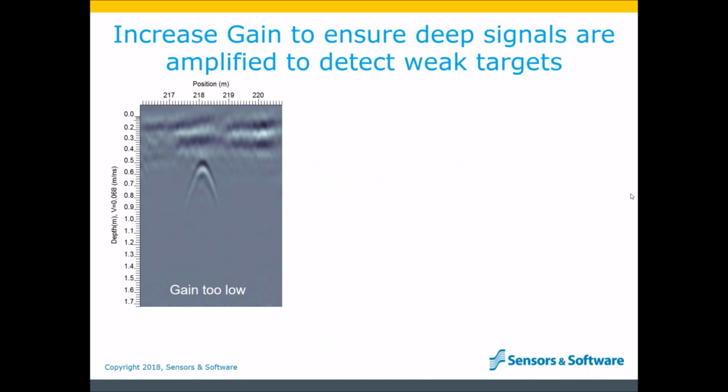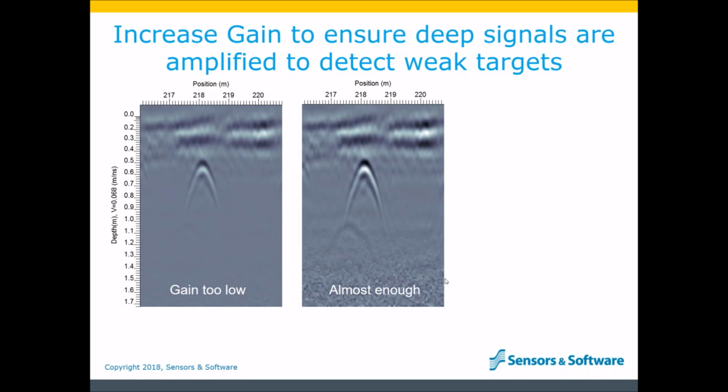Now that we've covered some tips for field operation, let's look at what we can do on the screen. One of the most important parameters is to ensure that the gain is set properly. The gain amplifies received signals, much like the volume on a radio, and is important for bringing out weaker signals at depth. The image you're looking at right now doesn't have enough gain. So let's turn the gain a little bit higher. By doing that, we can see a slightly better image.